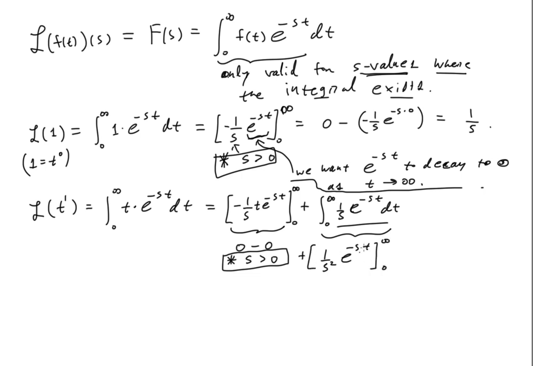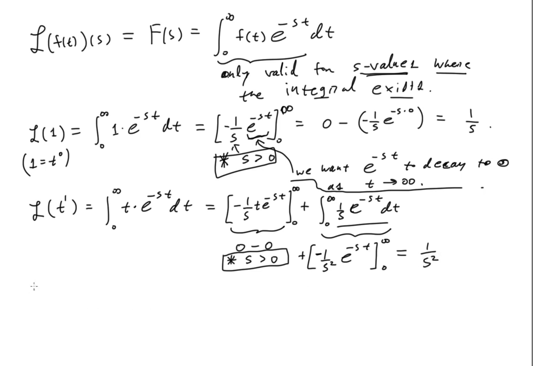We're going to go plus there. And we'll have to have a minus there to make the antiderivative work. And we see right there that once we take the limits of integration, that's going to be 1 over s squared.